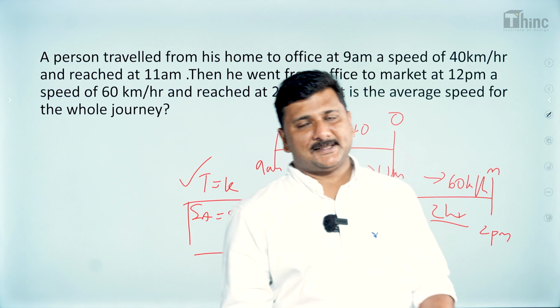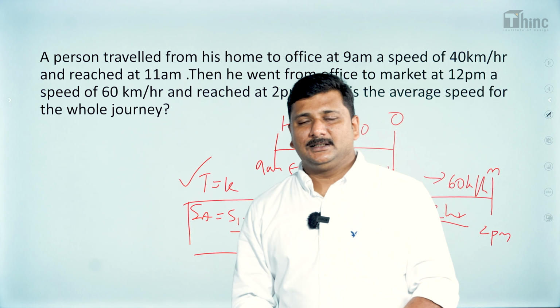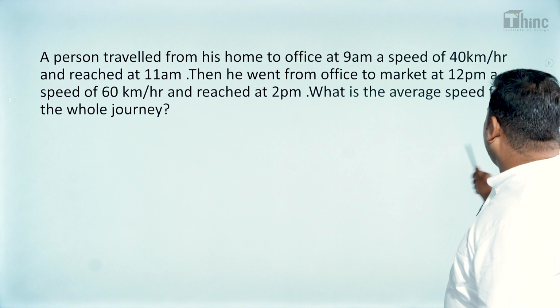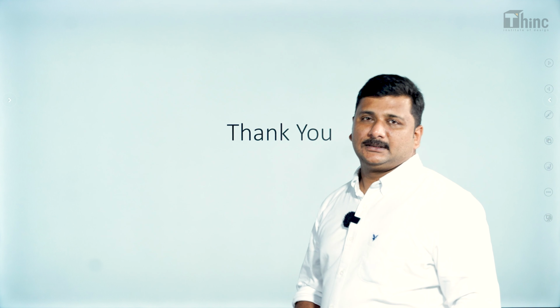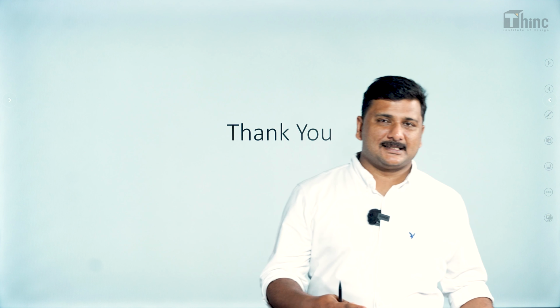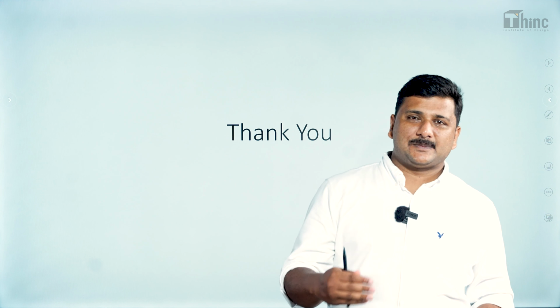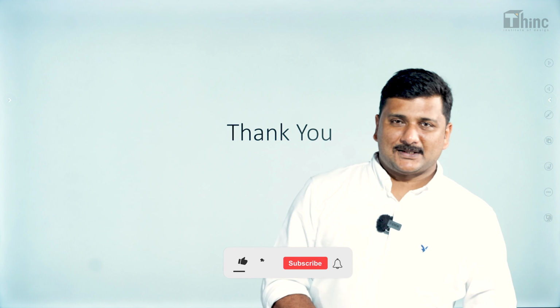So if distance is constant, we'll use the formula 2 s1 s2 by s1 plus s2. If time is constant, we'll use the formula s1 plus s2 by 2 to find the average speed. So basically, what we did today is all about the basic formula first of all, that is distance equals speed into time. Then we did some questions based on the same. Then we moved to the concept of average speed. In average speed, there are two formulas. One is s1 plus s2 by 2, when time is constant. And the other formula is 2 s1 s2 by s1 plus s2, which we'll use when distance is constant.